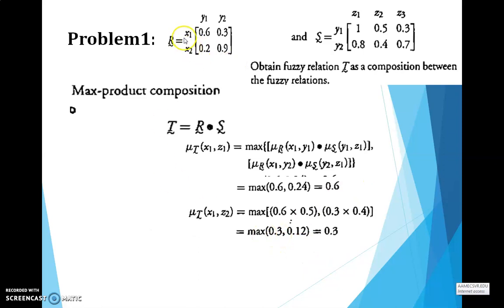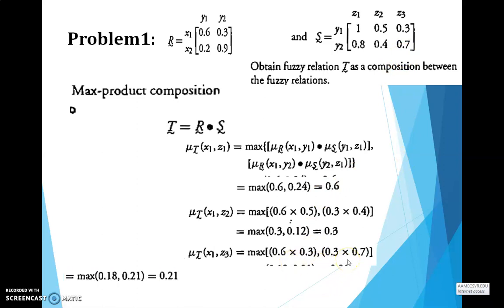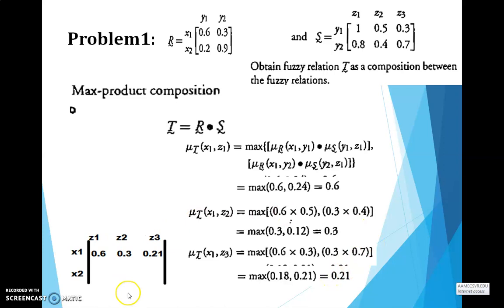Compare the x1 value with z3, 0.6 into 0.3, and 0.3 into 0.7. This will be 0.18 and 0.21. So the maximum value will be 0.21. After these three computations, the resultant for x1 to z1, z2, z3 will be 0.6, 0.3 and 0.21.